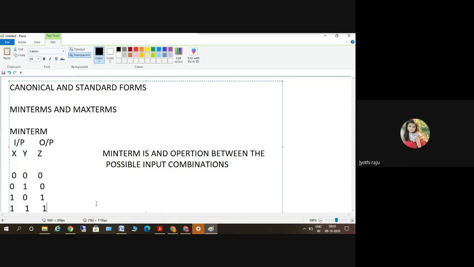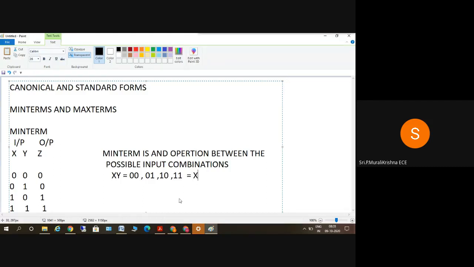Yes, sir. Okay, so we have the input combinations here. That is nothing but a minterm. What are the combinations? For x y there will be four combinations: 0 0, 0 1, 1 0 and 1 1. Here 0 is considered as the complement form and 1 is considered as the normal form.